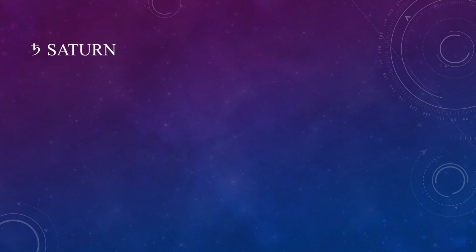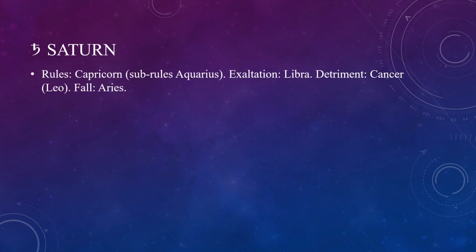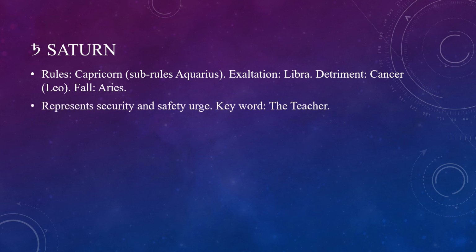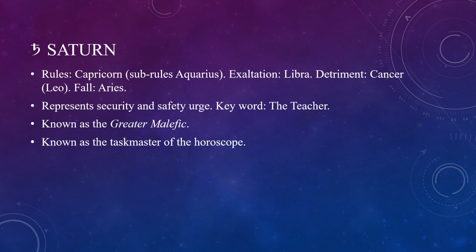And next we have Saturn. Saturn rules Capricorn and subrules Aquarius. It is exalted in Libra. Its detriment is Cancer and Leo. And the fall of Saturn is Aries. Saturn represents security and the safety urge, and its keyword is the teacher. Saturn is also known as the greater malefic. And Saturn is also known as the taskmaster of the horoscope.